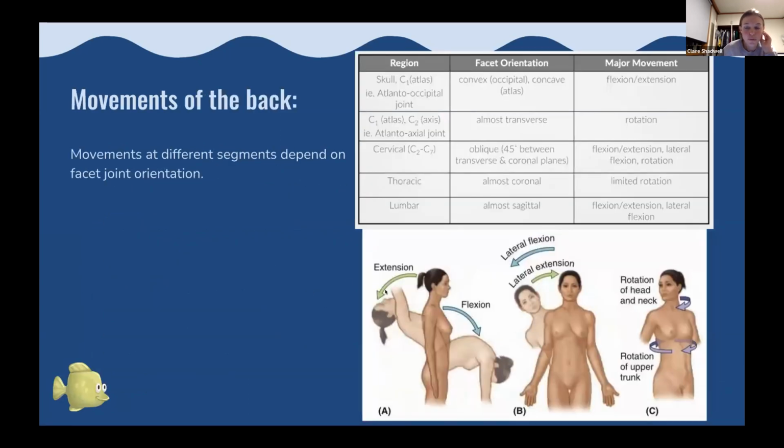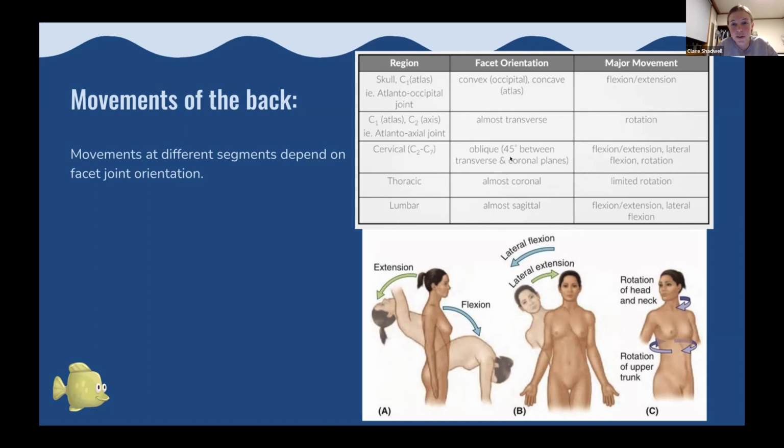So moving on to the movements of the back. You have flexion, extension, lateral flexion and extension, and then rotation. And with this rotation, you can have independent rotation of the head or joint rotation.